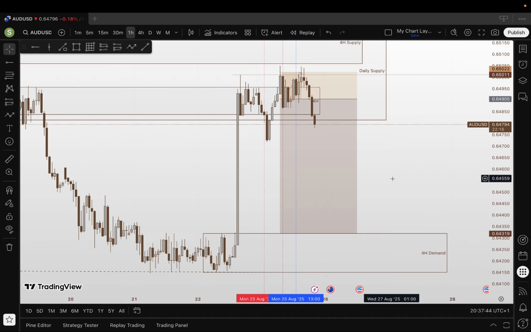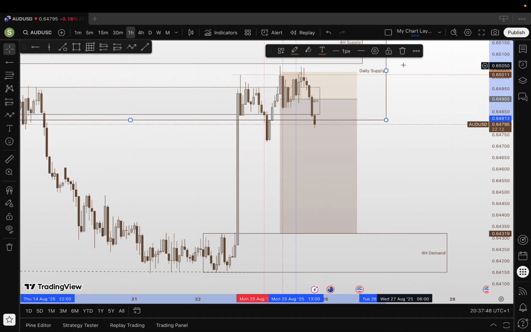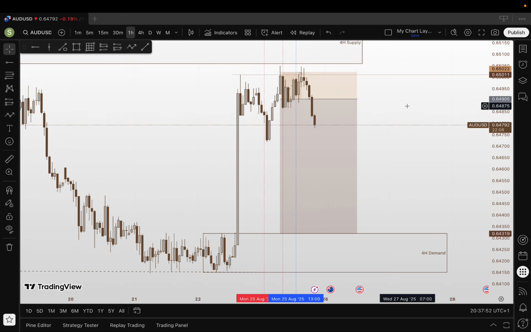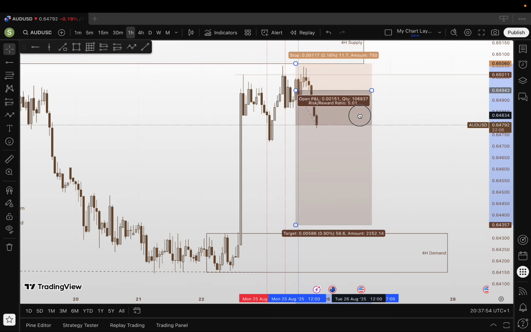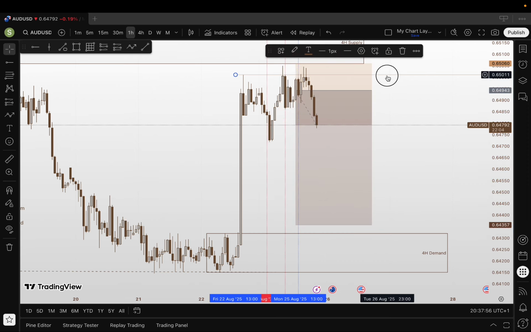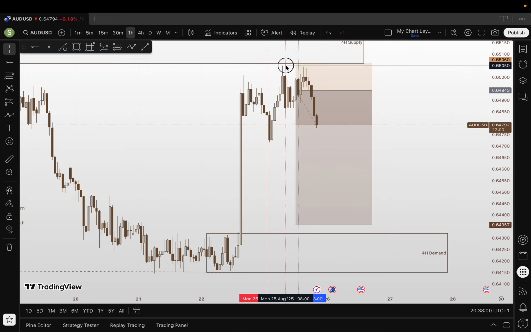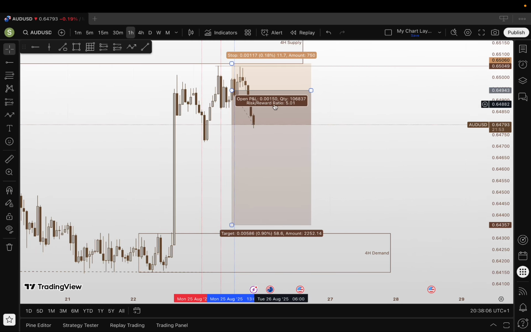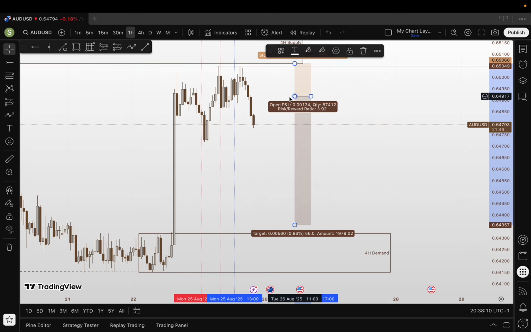This is actually a good trade, because price almost came into this. If price continues selling, it's a good trade. Almost came into this for supply. Now we have got a lower low.